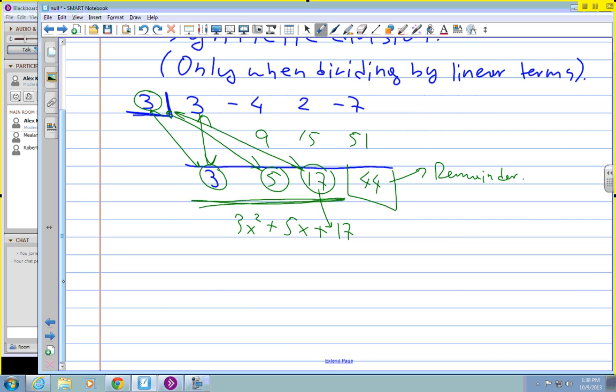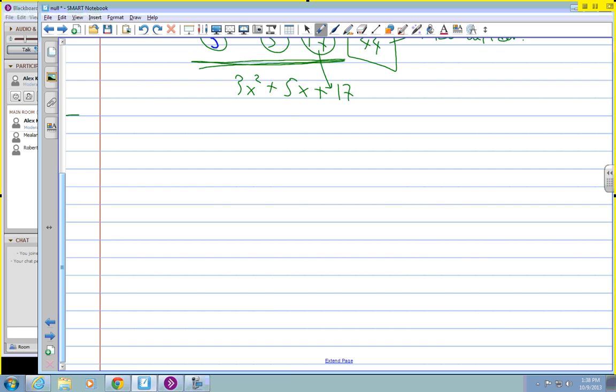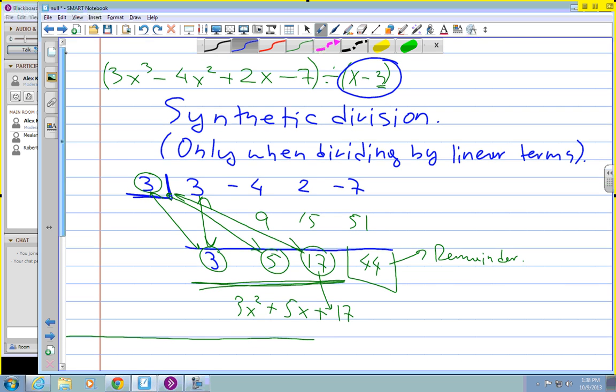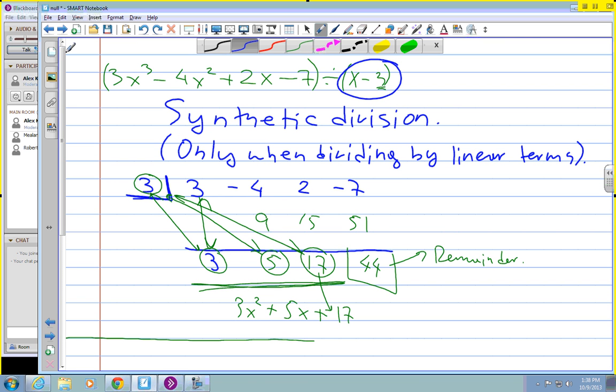Now, let's do one more. We're really just going to be doing synthetic division because the process is really, really fast. Do you always add, or do you do the opposite? No, you add. Negative 4 plus 9, you just add them.